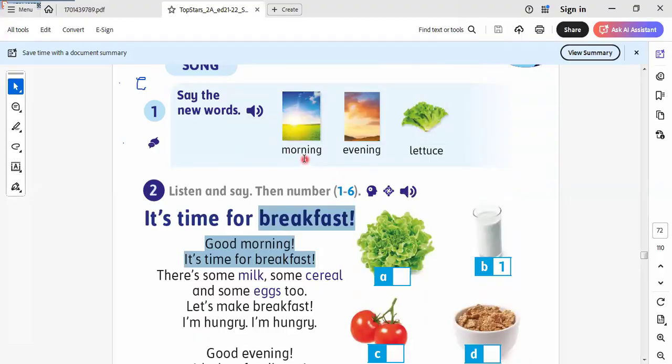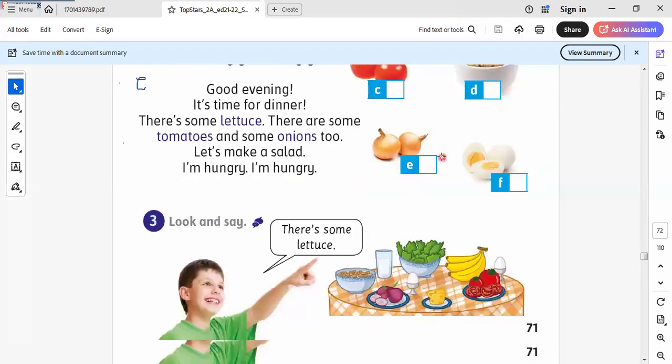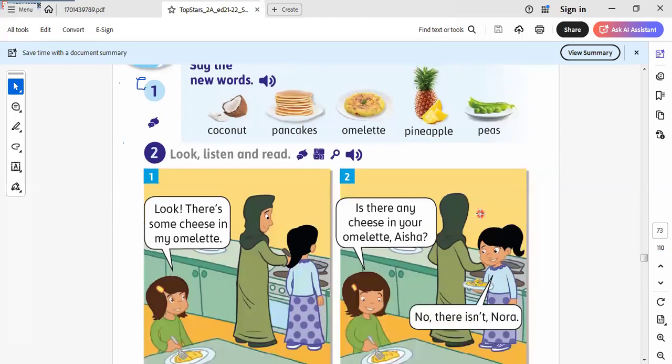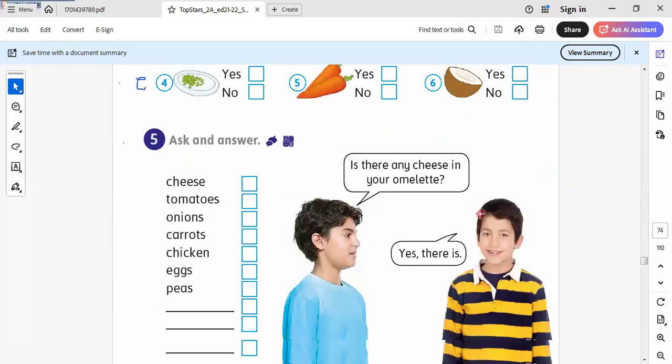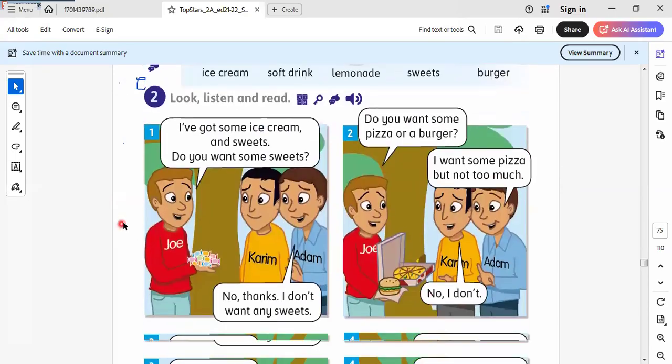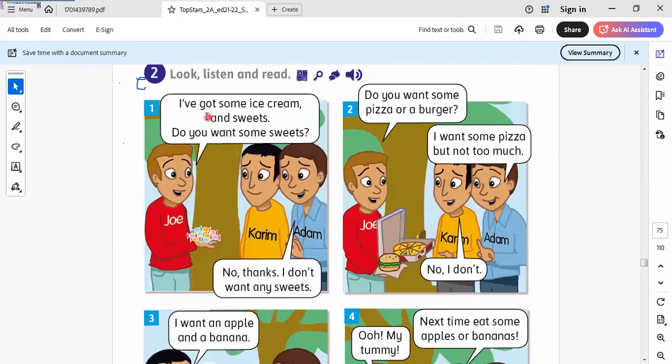Let's learn it together. Morning, evening, lunch. Coconut, pancakes, omelette, pineapple, and peas. We have another words here: ice cream, soft drink, lemonade, sweets, and burger. Let's read this text together to know more about it.